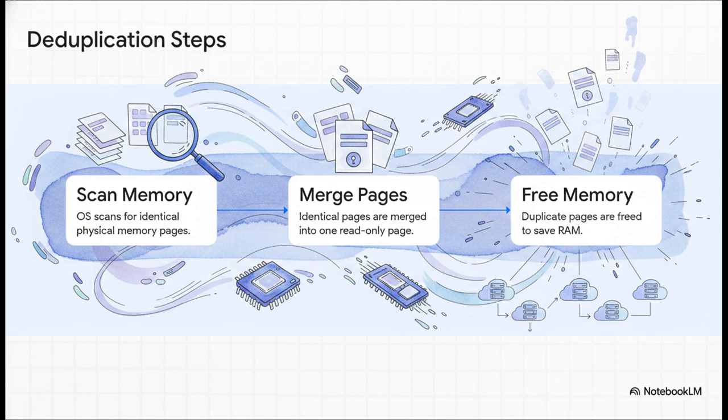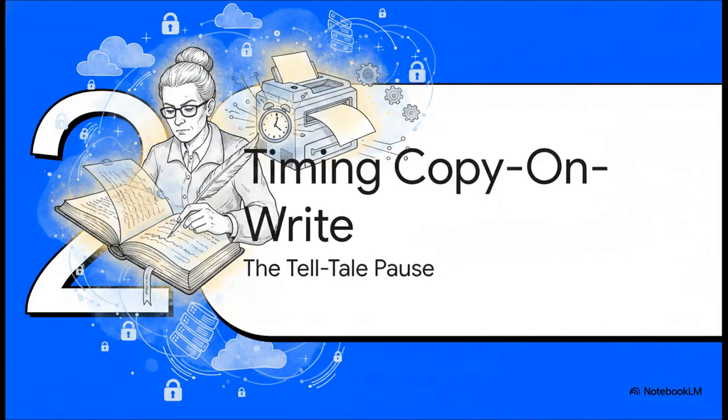First, the operating system is constantly scanning the physical memory. When it finds identical pages of data, it merges them into a single page and marks it as read-only. Then, the duplicate pages are freed up. This saves a massive amount of RAM, freeing up vital resources so the server can run even more virtual machines. It is highly efficient. Section 2.